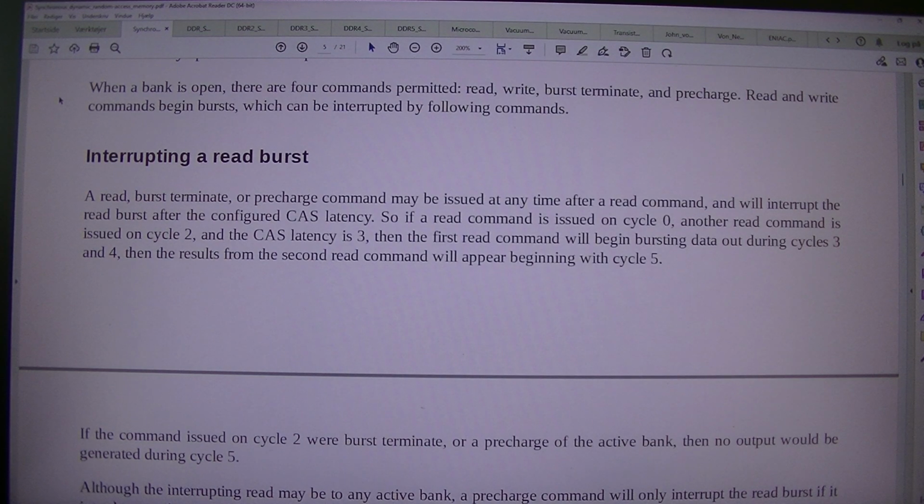Interrupting a read burst. A read, burst terminate, or pre-charge command may be issued at any time after a read command, and will interrupt their read burst after the configured CAS latency. So if a read command is issued on cycle 0, another read command is issued on cycle 2, and the CAS latency is 3, then the first read command will begin bursting data out during cycles 3 and 4, then the results from the second read command will appear beginning with cycle 5.